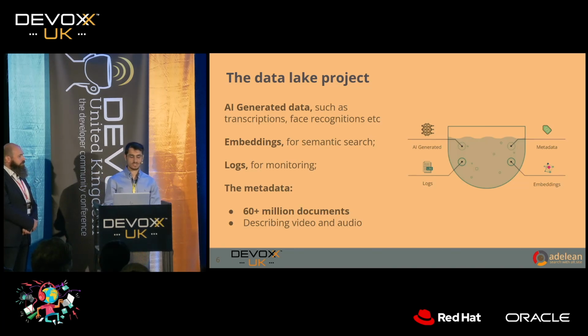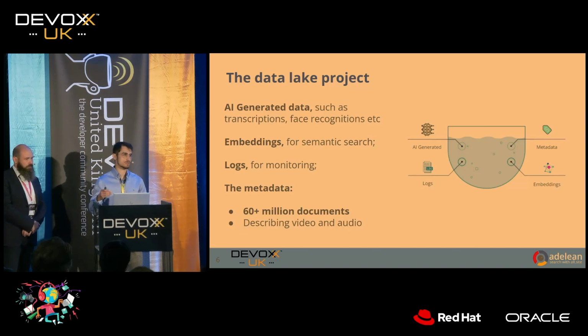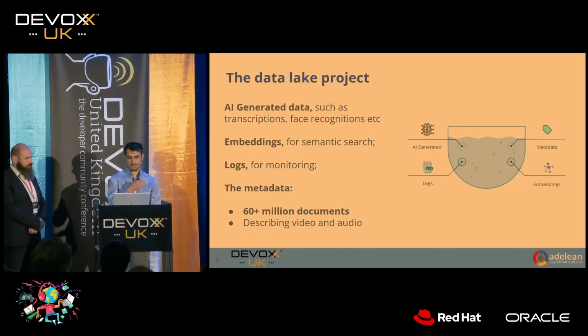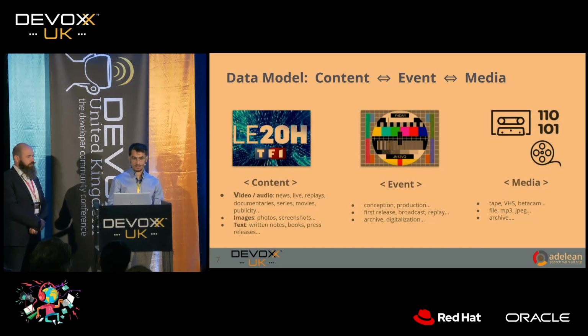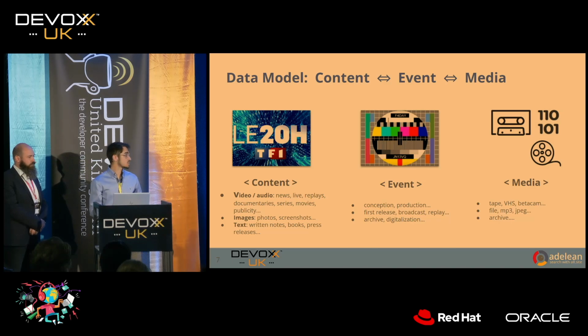And then we have, of course, metadata. Metadata is used to describe around 60 million documents. When I say 60 million documents, I don't mean a document in the JSON sense, but a document in INA, essentially. So metadata is used to describe them.